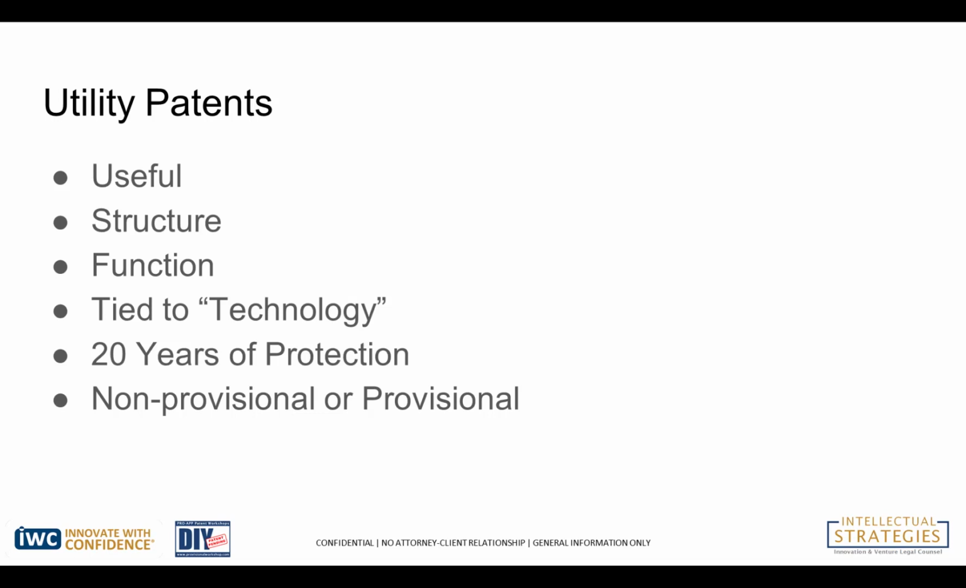This 20 years starts from the time that the patent application is filed, and so you can see that if a patent application takes several years to get through the examination process, it will impact the amount of time left over after the patent is issued, and the remaining time of that 20-year period will be the period in which the patent can be enforced.